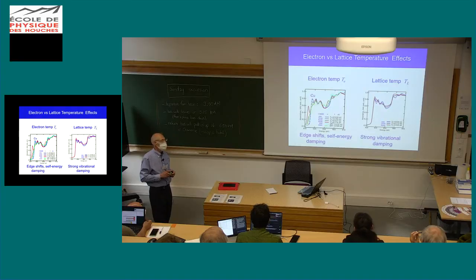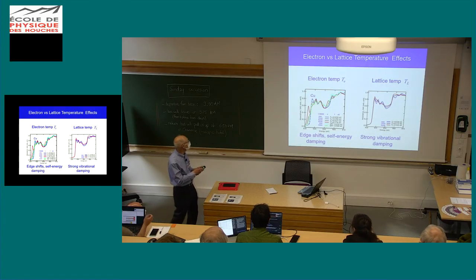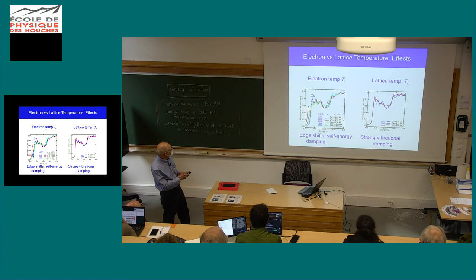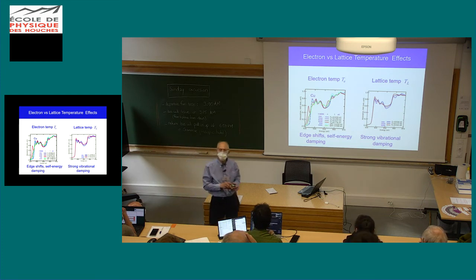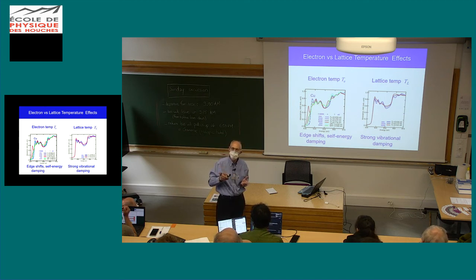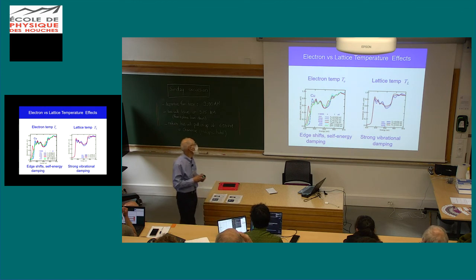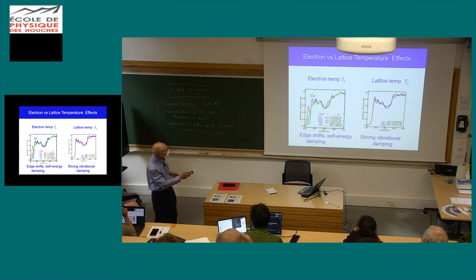Electron versus lattice temperature effects. What I said, the electron temperature is very high. So you start seeing formerly occupied states, and you get a sort of damping above the Fermi level, because you basically have to think of a Fermi function now. You've cut down on the number of unoccupied states, and you've raised the occupied ones. The lattice temperature acts like a Debye-Waller factor. It gives more damping as you go up. And you need both of those in there.